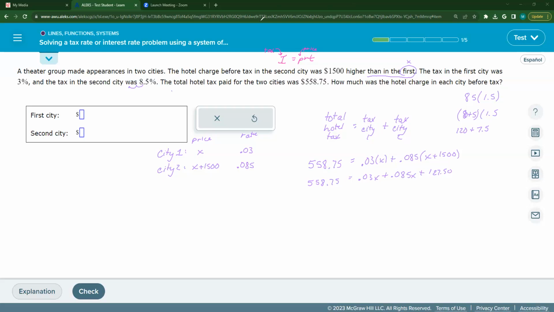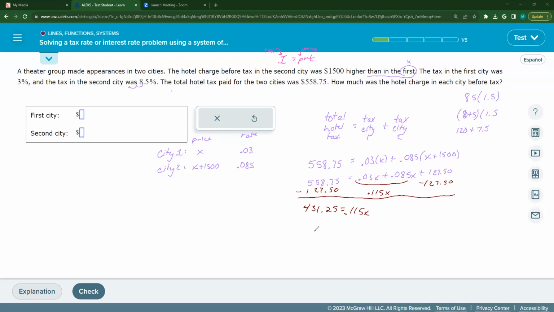We're going to do it chancely and see if we're correct. So I'm going to subtract the 127.50 and add those two together at the same time. So this is 0.115x. This is 127.50. All right. So I have 431.25 equals 0.115x.